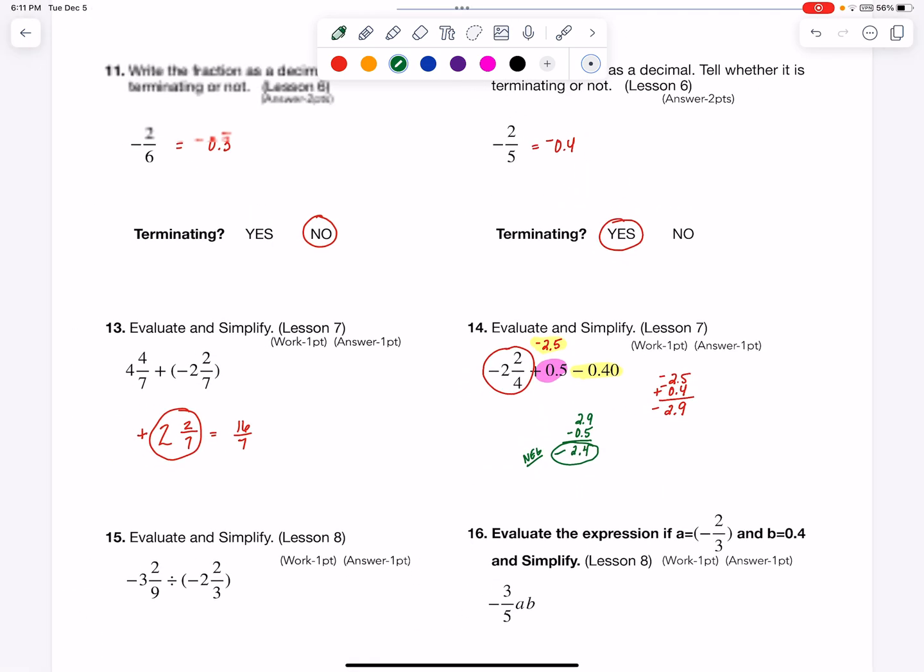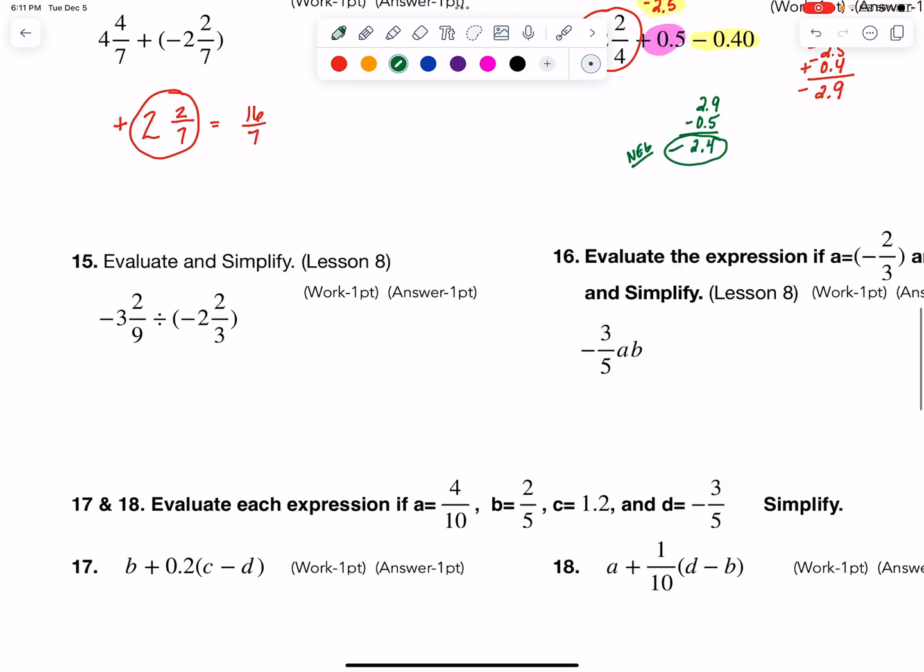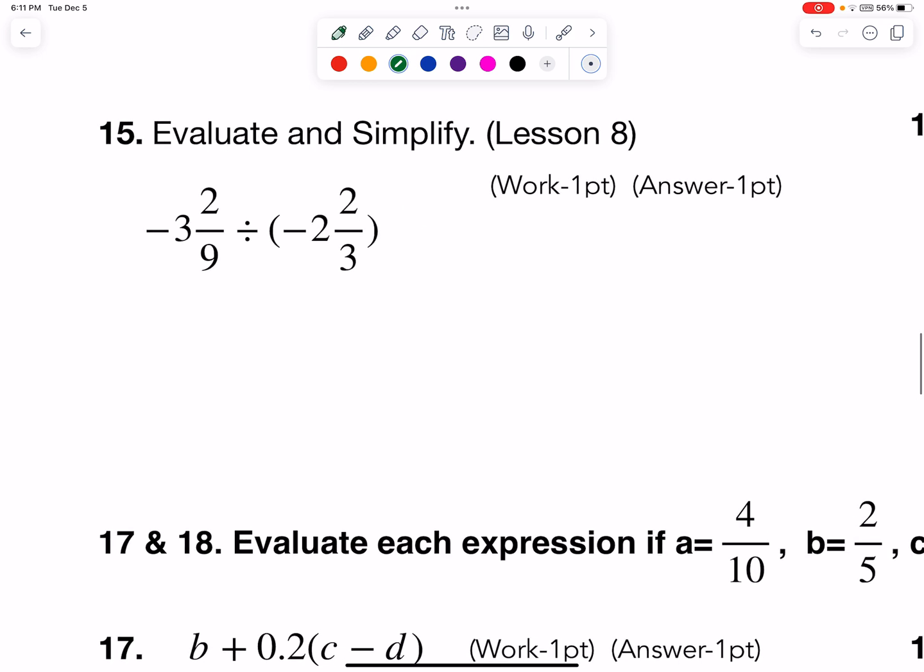Okay, all right, so you just have to be careful with those positives and negatives. All right, evaluate and simplify. Number 15, here we go. We have division. We don't divide fractions. We multiply by the reciprocal, but we can't do it with the mixed number. So we are going to have to make these improper fractions. There's our trick to do that.